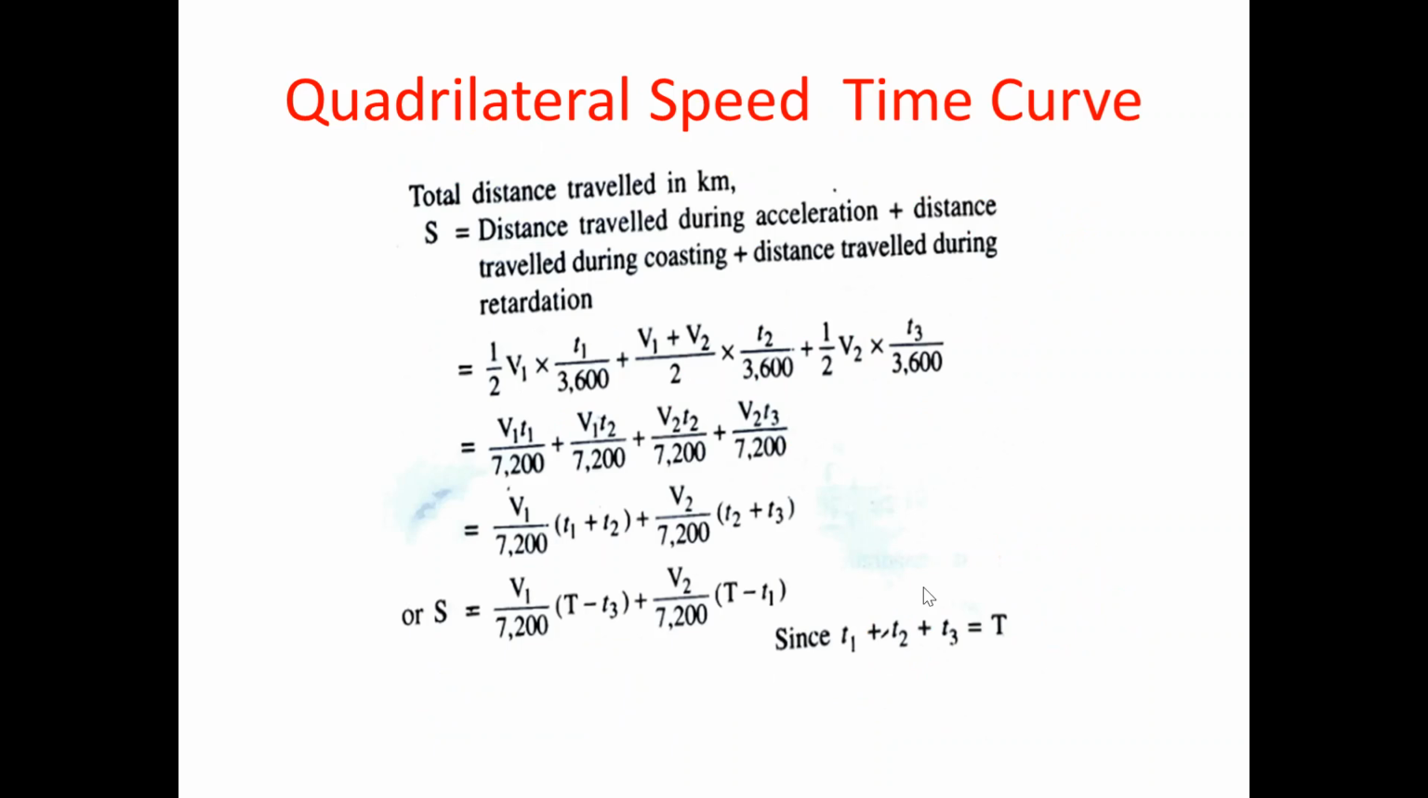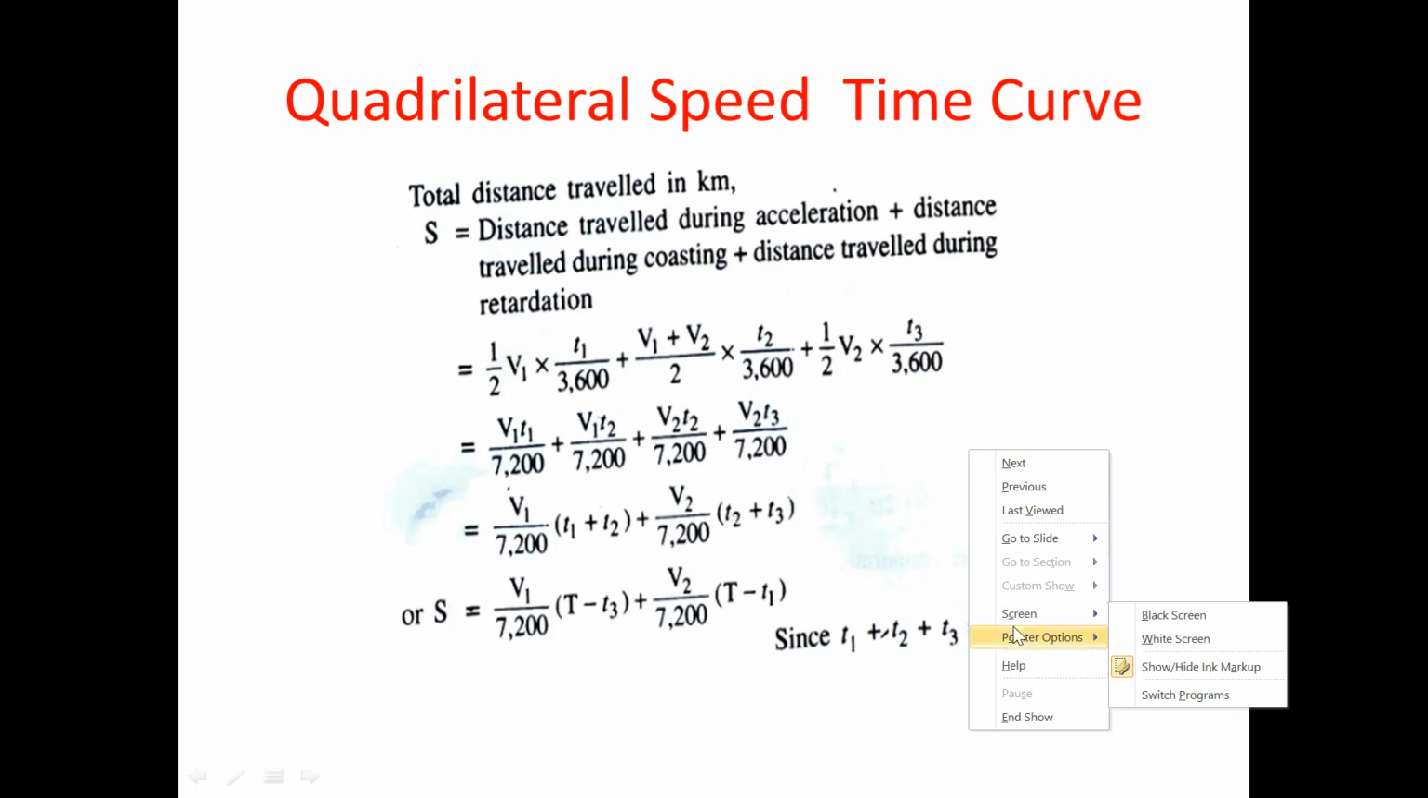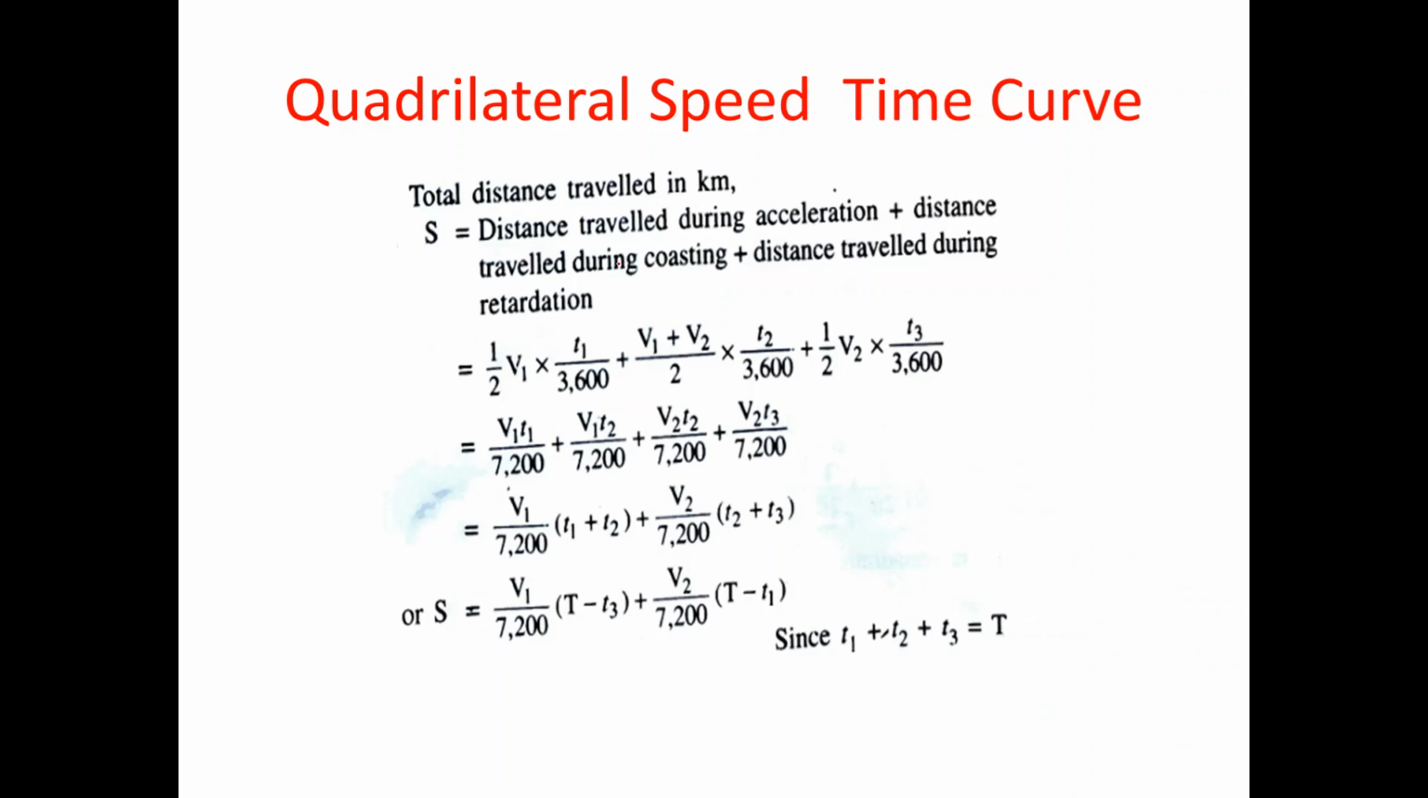Then we calculate the distance, the total distance covered from start to stop. Here we have seen this is the trapezoidal speed time curve. So let us divide this into these sections.